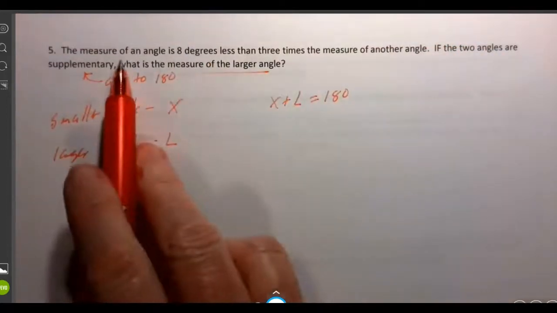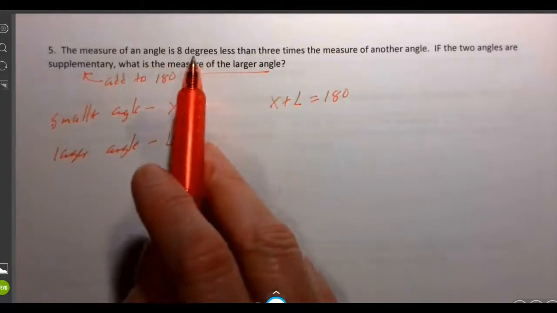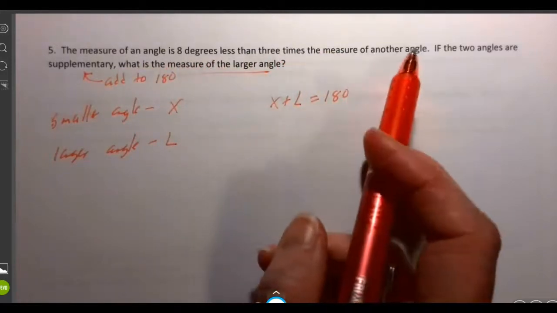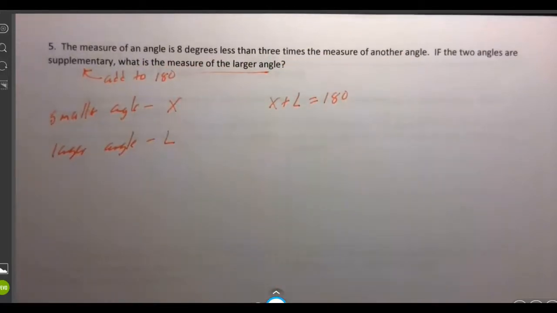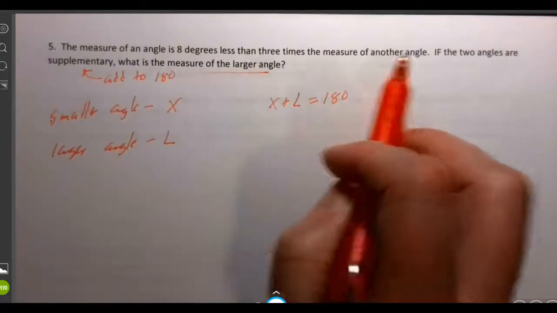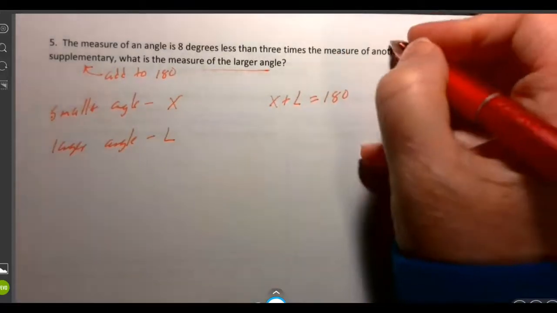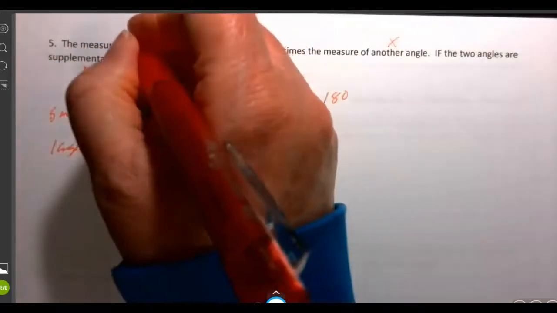Now, in order to get the other one, I have to look at what's going on here. The measure of an angle is 8 degrees less than 3 times the measure of another angle. So what we need to determine is which one is the small one and which one is the big one. Notice this one says the measure of an angle is 8 degrees less than 3 times the measure of another one. So if I'm taking 3 times, that's got to be the small one. So this is the small one, and this is the large one.